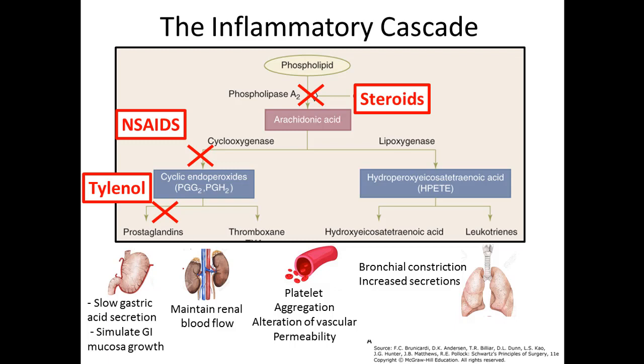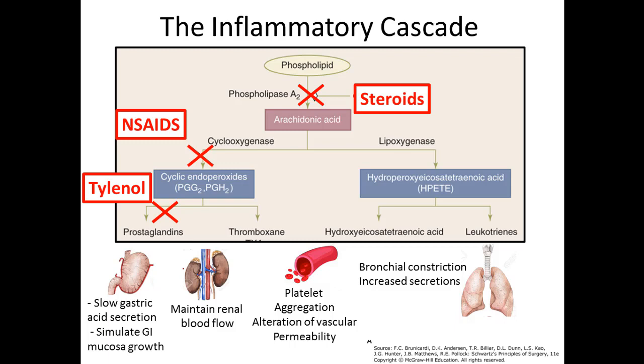And what that does is, by blocking that enzyme, you're slowing gastric acid secretion, you're decreasing renal blood flow, and you're decreasing platelet aggregation at the end of that cascade. So if you take a close look at this diagram, you can understand why NSAIDs cause all the side effects that they do because of what they're inhibiting in the body.